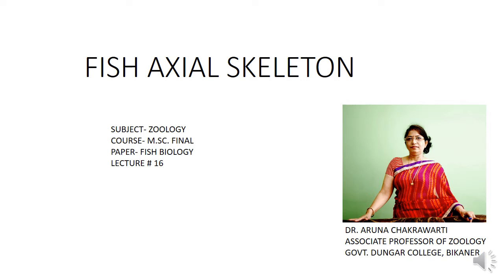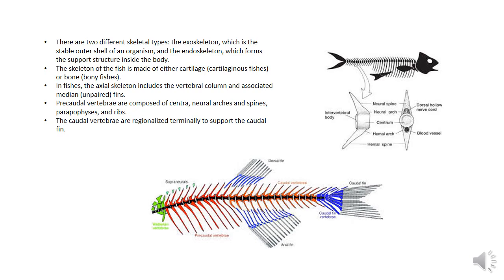Students, today's topic is fish axial skeleton. There are two different skeletal types: the exoskeleton, which is the stable outer shell of an organism, and the endoskeleton, which forms the support structure inside the body. The skeleton of the fish is made of either cartilage, that is cartilaginous fishes, or bone, that is bony fishes.